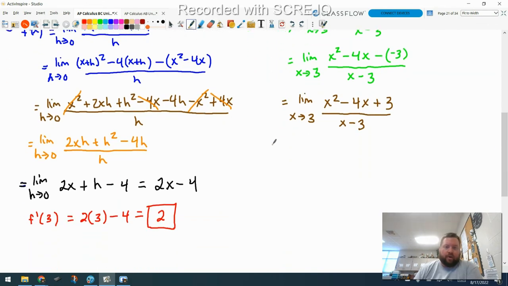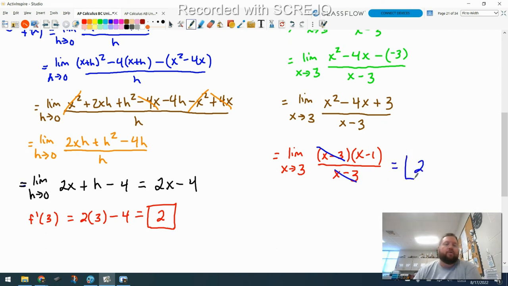All right, so our work here is going to be to factor the limit as x approaches 3 of x minus 3 times x minus 1 over x minus 3. The x minus 3s are going to cancel out, and then you can plug in 3. 3 minus 1 is equal to 2. And that's the same answer we got over here.